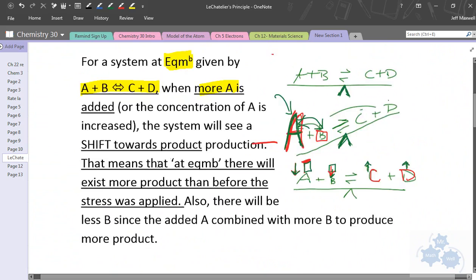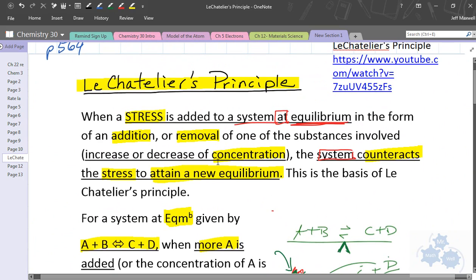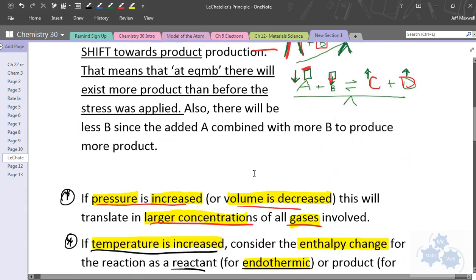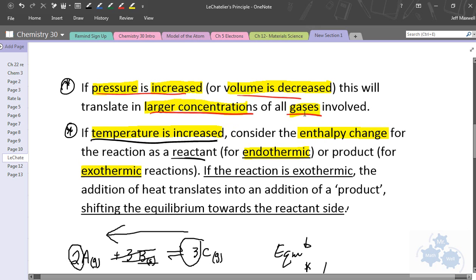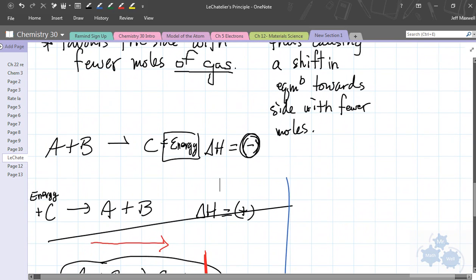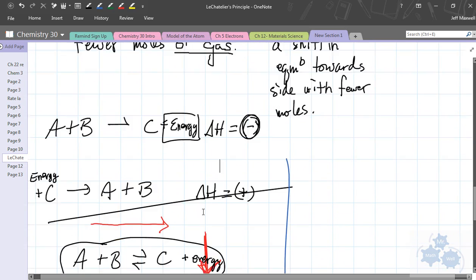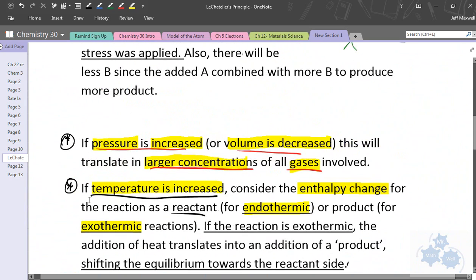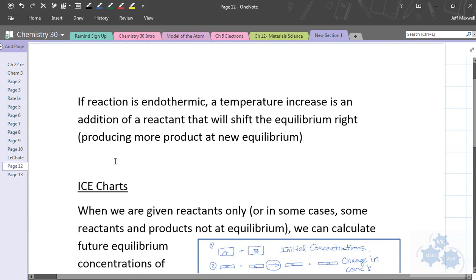We talked about pressure and temperature as well. So changes in equilibrium, changes in pressure has to do with gases only. And for change in temperature, you have to take a look at where the energy would be in the reversible reaction, and then treat it like an increase in concentration of energy if heat is added, or a decrease if heat is subtracted. Okay, so that's a little bit more on LeChatelier's principle.